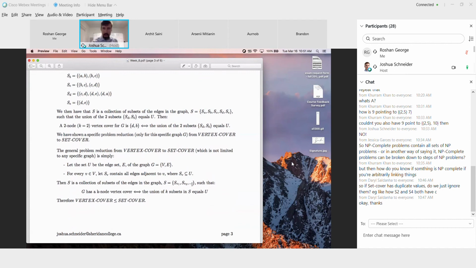Then we can claim we've achieved that if and only if. If and only if we can find a k-node vertex cover for a specific graph, then we can always translate this over to a set cover problem. The other way says if you have a translated set cover problem that originated from a vertex cover problem, and this set cover problem has a solution, it only has a solution if the vertex cover problem had a solution. So you have to go both ways.